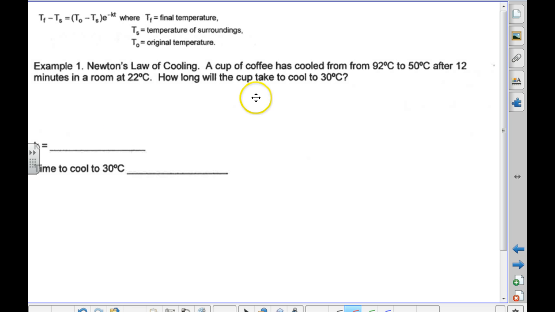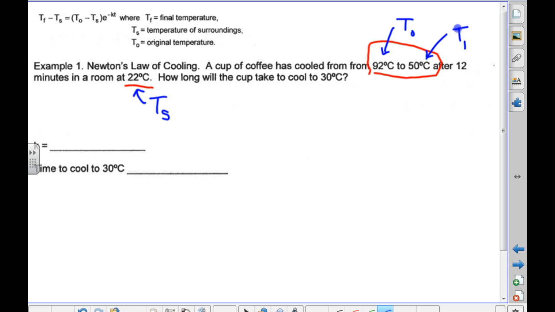So it says a cup of coffee we know has already cooled from 92 to 50 degrees after 12 minutes in a room that's 22 degrees Celsius. All right, can anybody determine which of those is the final temperature, the surroundings, the original temperature, or the time? 92 is initial. Okay, this is 22, which is the room temperature, which we're going to call the temperature of the surroundings. 92 was the initial. And 50 is the final temperature, at least as far as in this 12-minute time period, right?